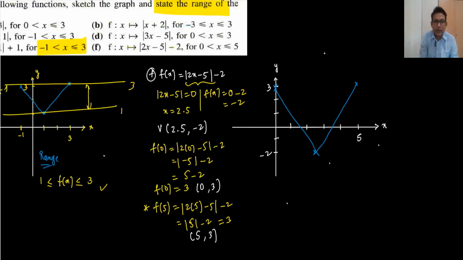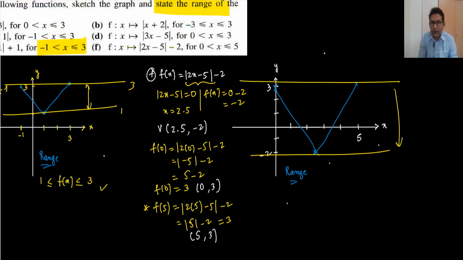And what's the range of this question now? For range, we need the maximum value and the minimum value. The minimum value is minus 2, the maximum is 3. So minus 2 is in between the domain, so that will be equal to also, and 3 is with this 5, so I think it's also equal to, and we have done the range.